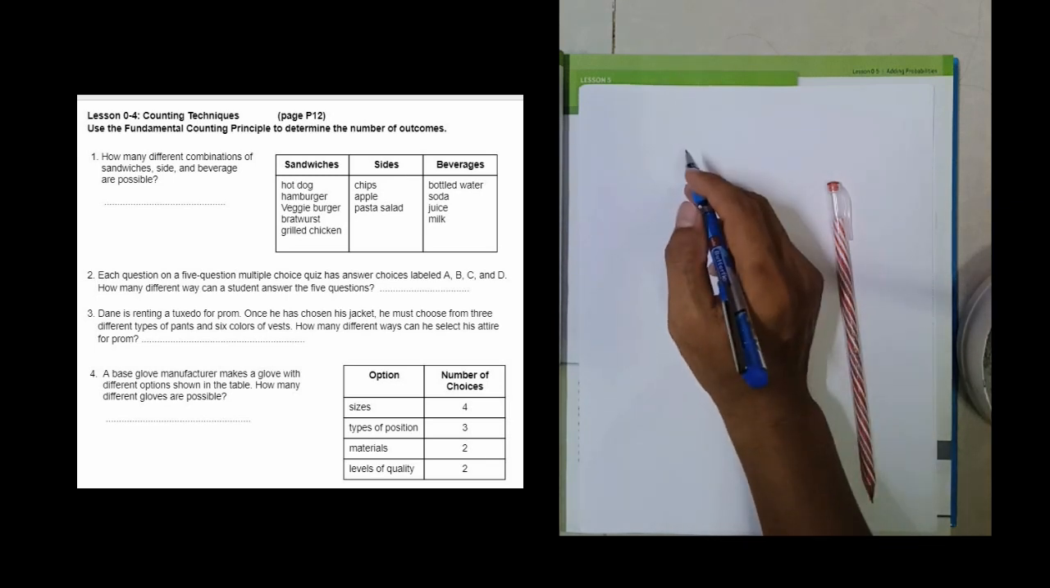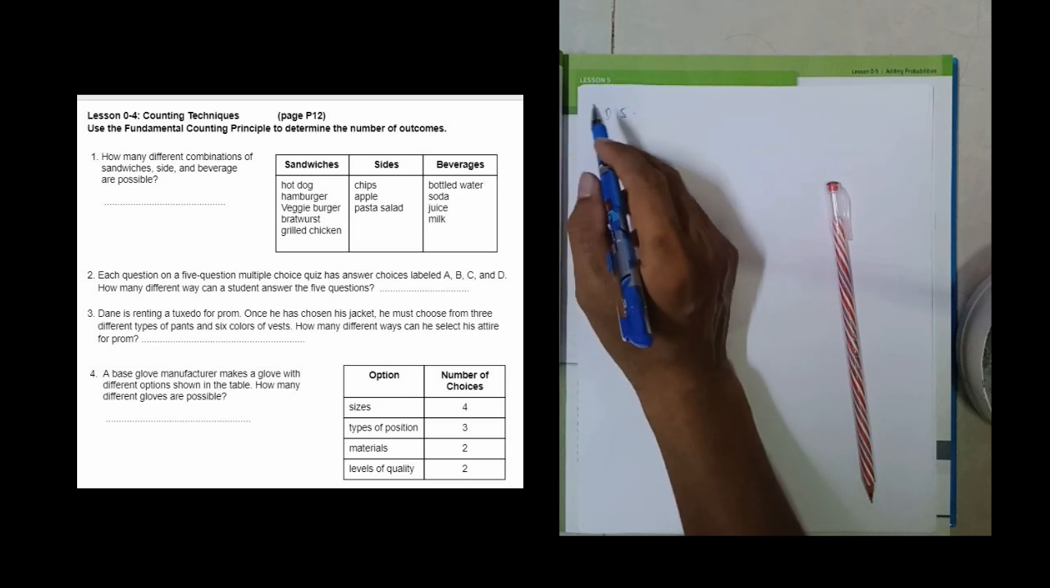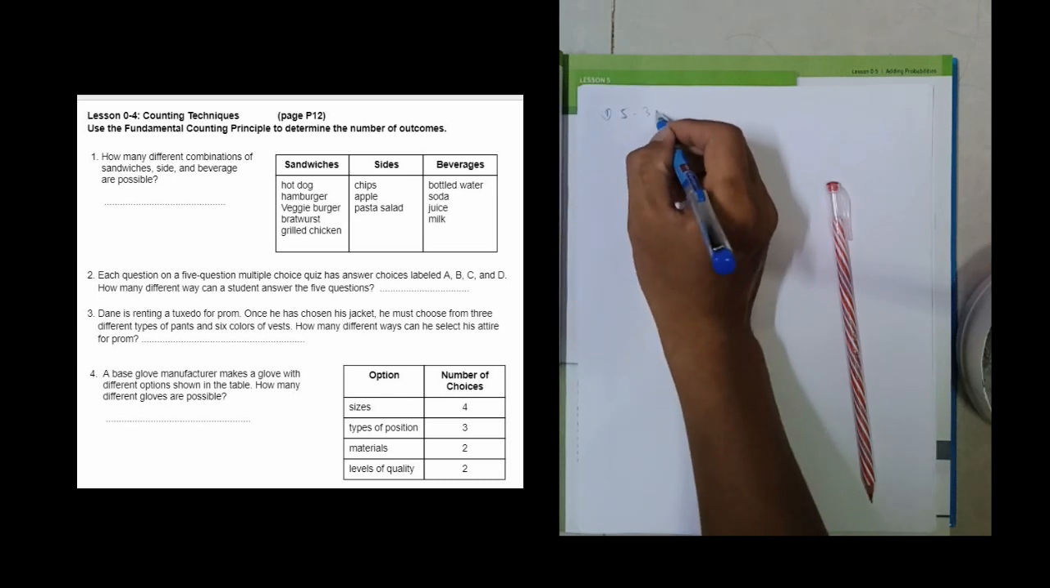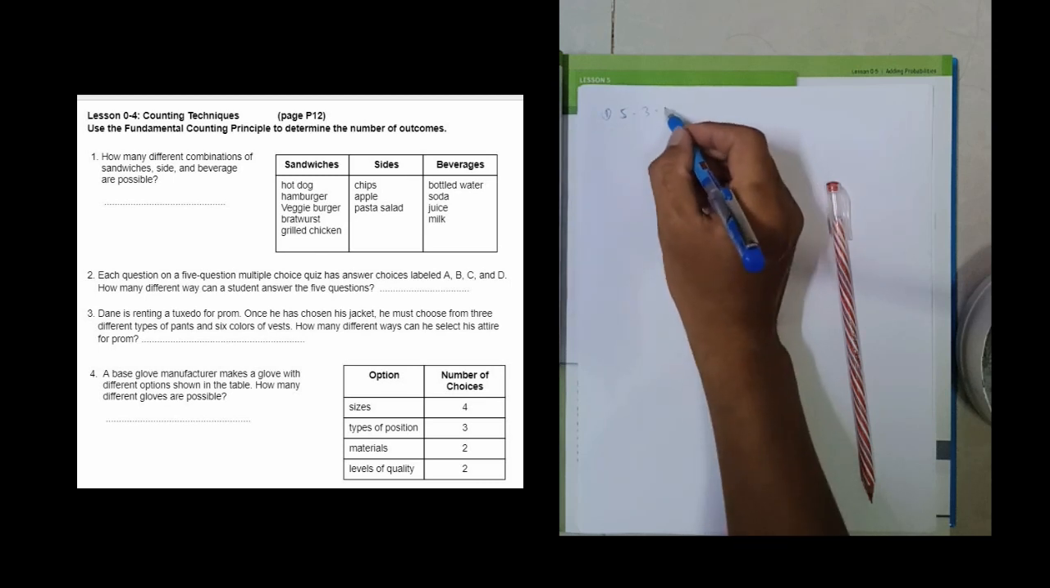So we already discussed the fundamental counting principle, so let's just apply it right away. As you can see, on the sandwich side we have hot dog, hamburger, veggie burger, and the bratwurst and grilled chicken together. You have 5. Then you multiply by the side: you have chips, apple, pasta salad, 3, and then you have the beverage, you have 4. So you multiply together, you will have 60 possible outcomes.